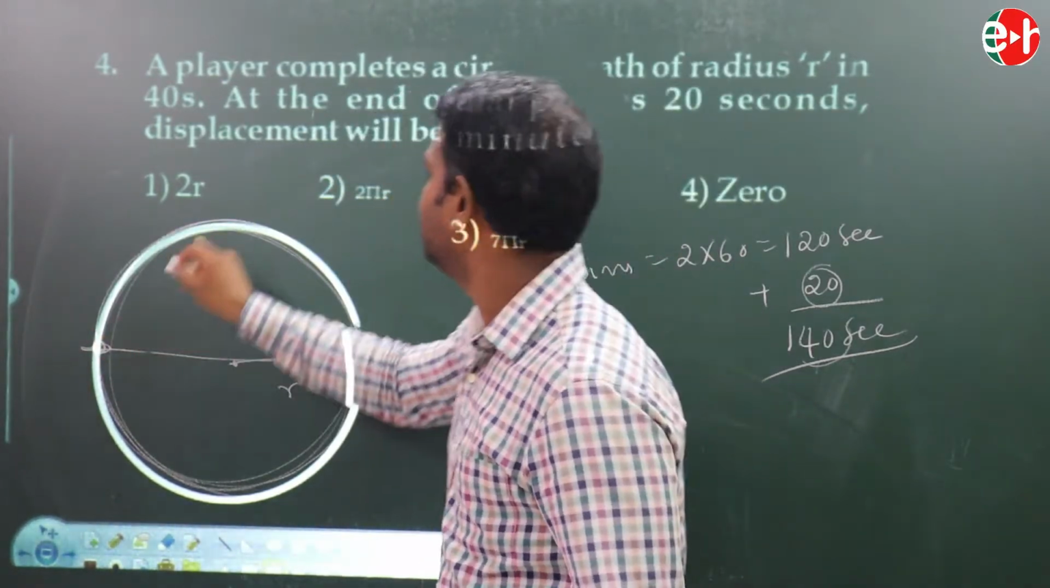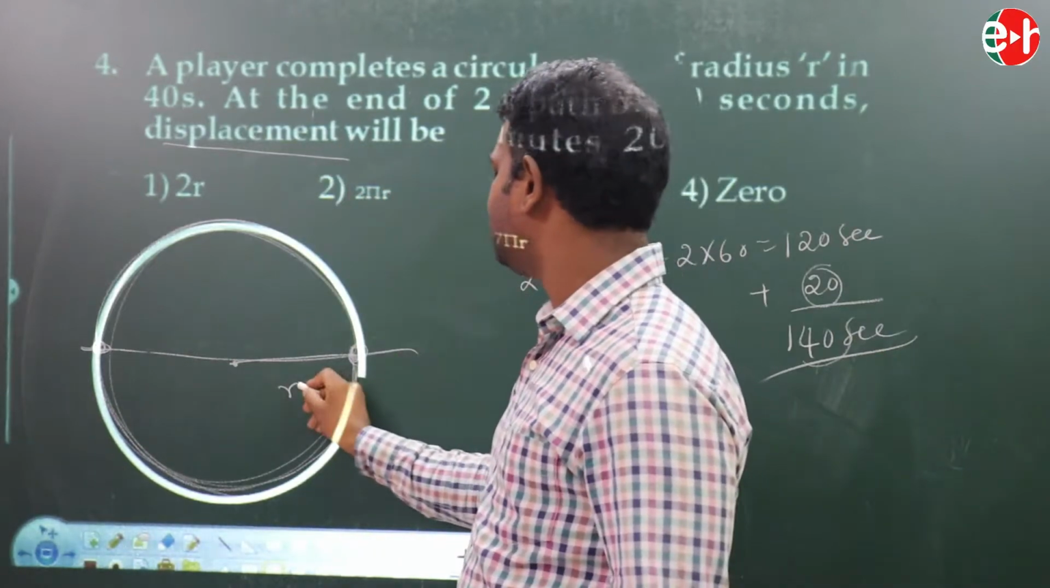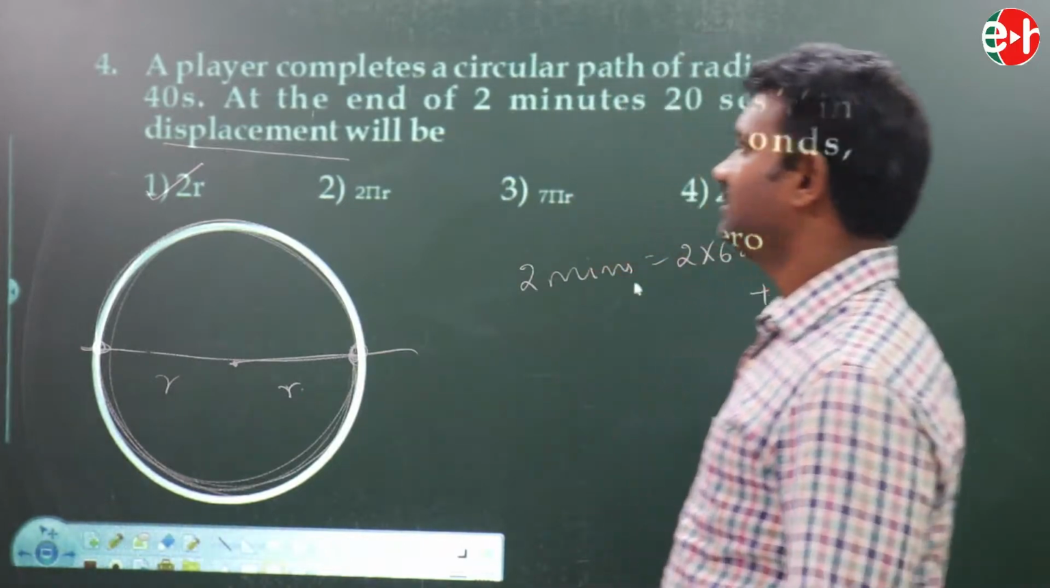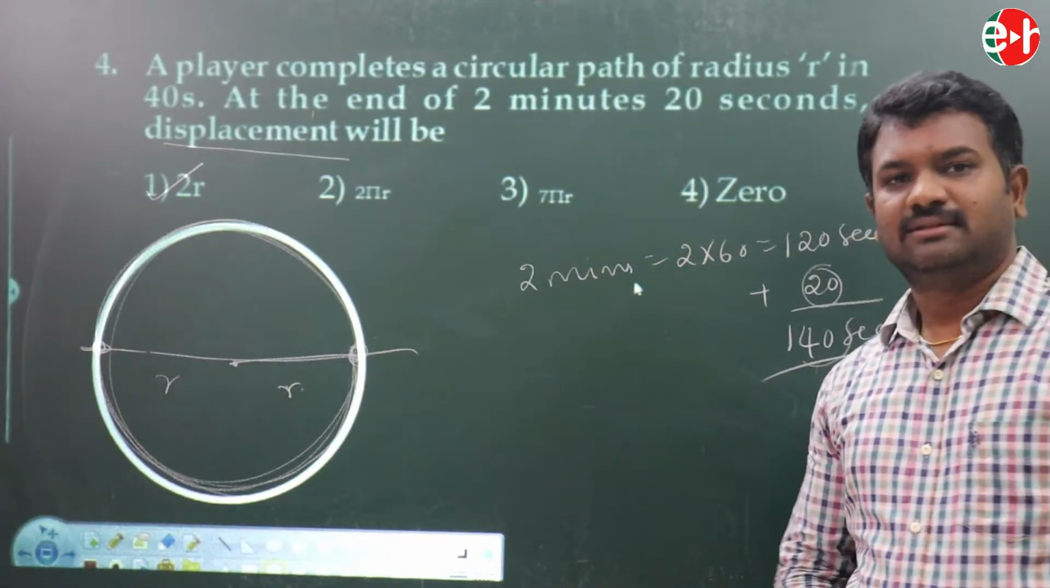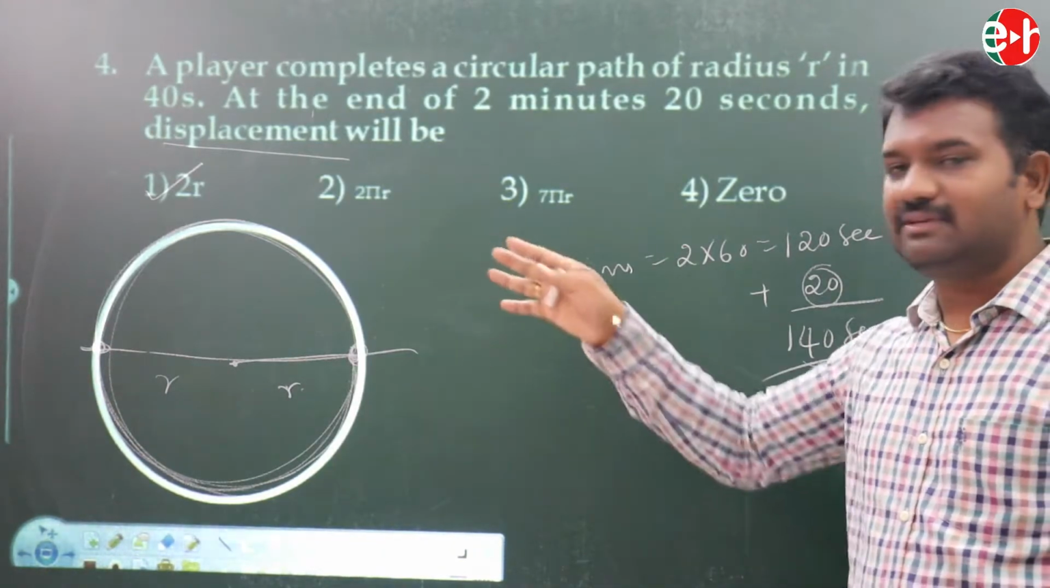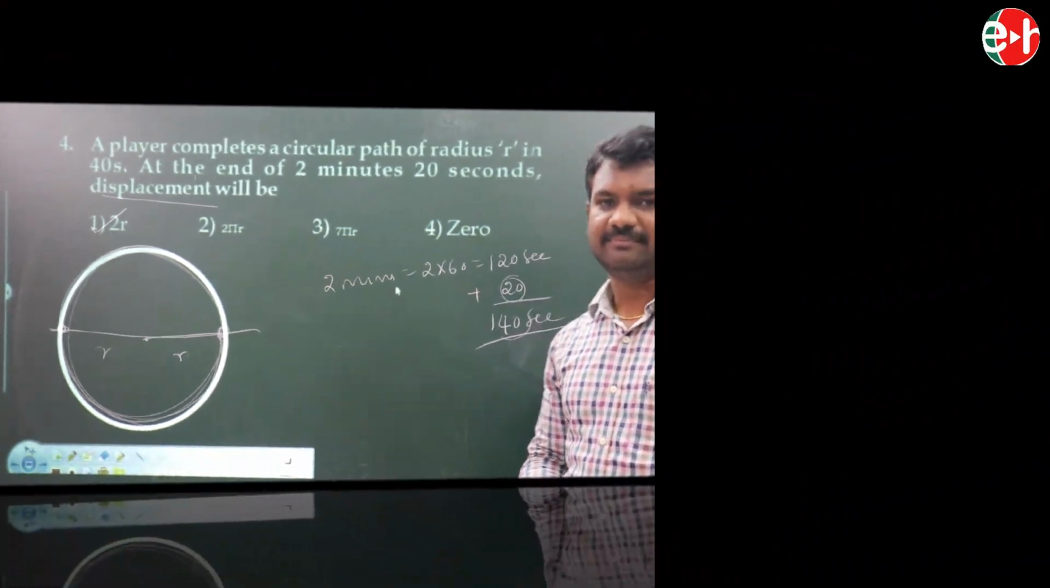So he is here, and he is asking me to find the displacement. So what is the displacement? Start to end path, R comma R, that is 2R. So this is the right answer. Is it clear? So he is giving us time, so we can find where he is at the end of the given time.